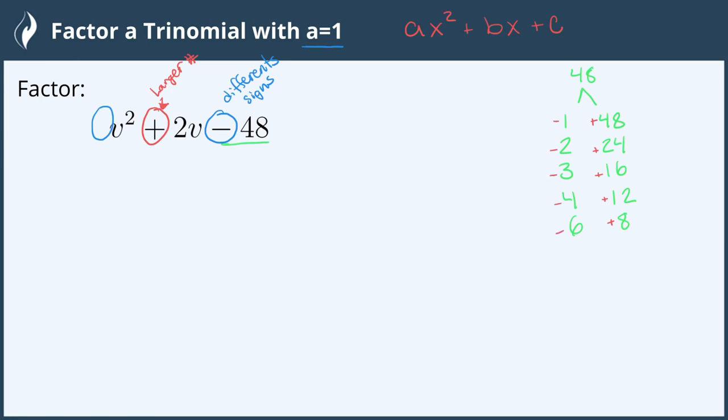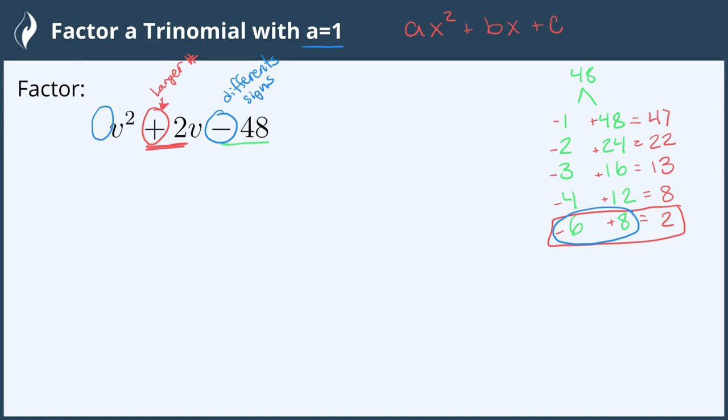Now we're going to find a combination to give us a positive 2. When I add the first two together, negative 1 plus 48 gives me positive 47. That's not 2. So we'll go to the next one. Negative 2 plus 24 gives us positive 22, which is also not 2. And the next one, negative 3 plus 16, is positive 13, so that doesn't work. And negative 4 plus 12 is positive 8. And then negative 6 plus 8 is positive 2. So our factors that we're going to be using are negative 6 and positive 8.